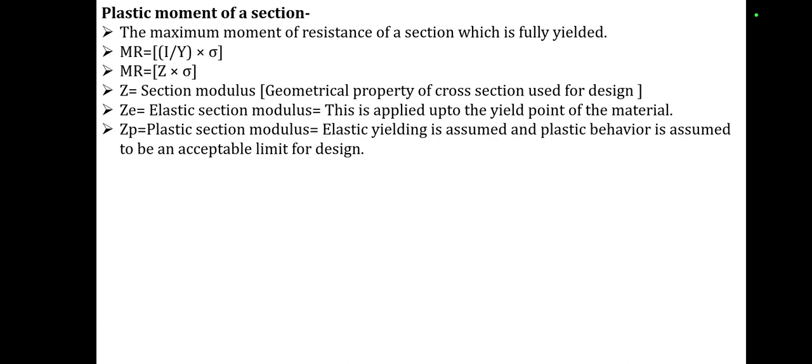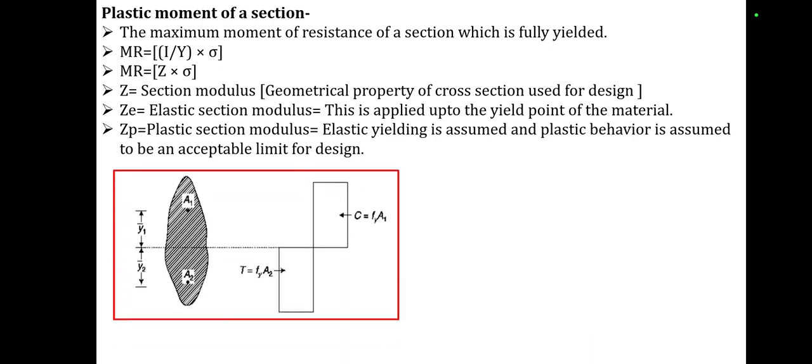Ze is the elastic section modulus, and this is applied up to the yield point of the material, and Zp is the plastic section modulus, where elastic yielding and plastic behavior is assumed to be an acceptable limit for the design. The diagram gives the same idea.